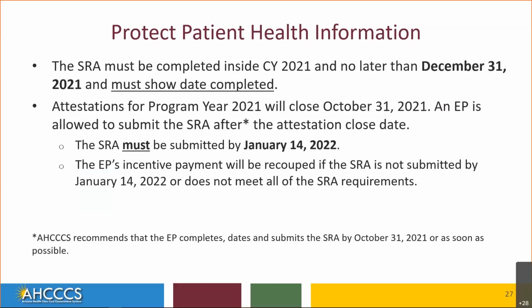An EP incentive payment will be recouped if the SRA is not submitted by January 14th, 2022, or if it does not meet all the SRA requirements. Access does recommend that the EP complete, date, and submit the SRA by October 31st, 2021, or as soon as possible.